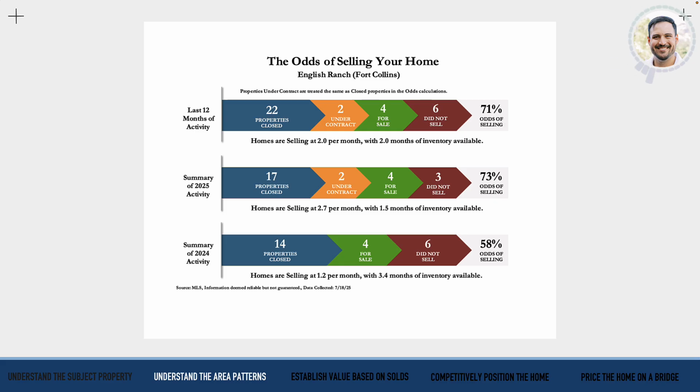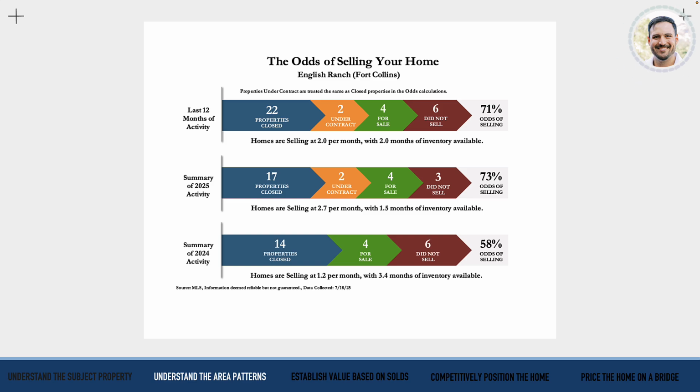And the odds of selling basically puts on a bar chart the properties that have closed, those that are under contract, those are for sale, and those that went on the market and expired or withdrew and did not sell. Using that, we can see that in the last 12 months, we have about 71% odds of selling.